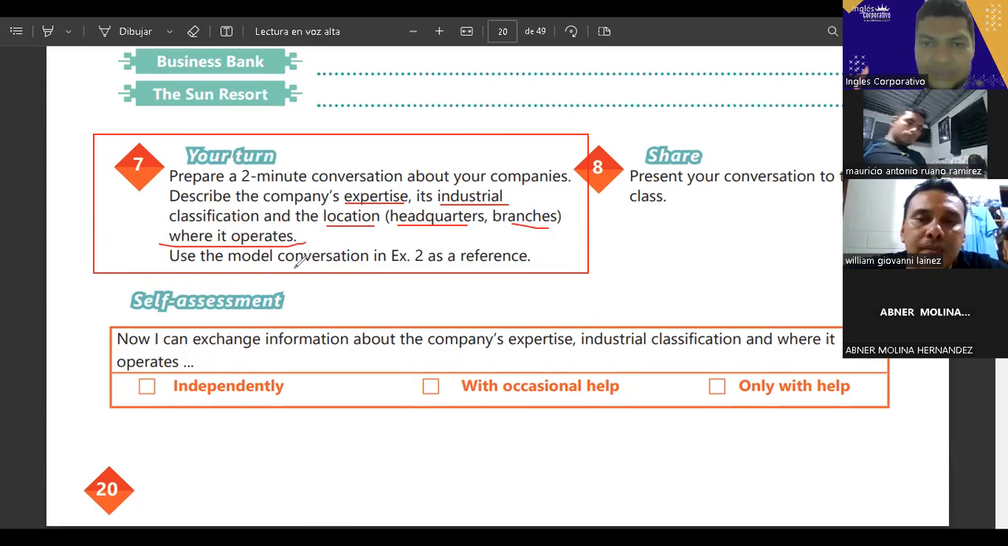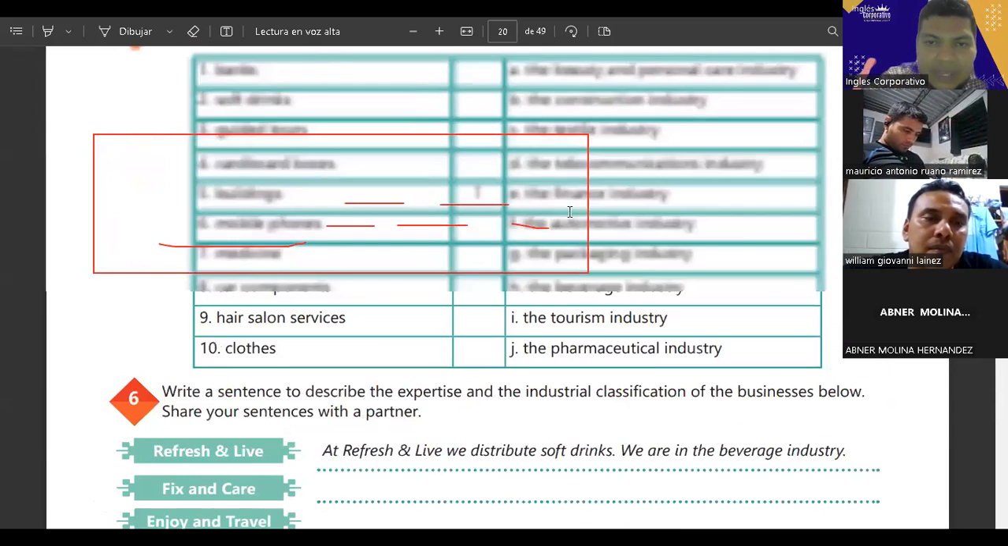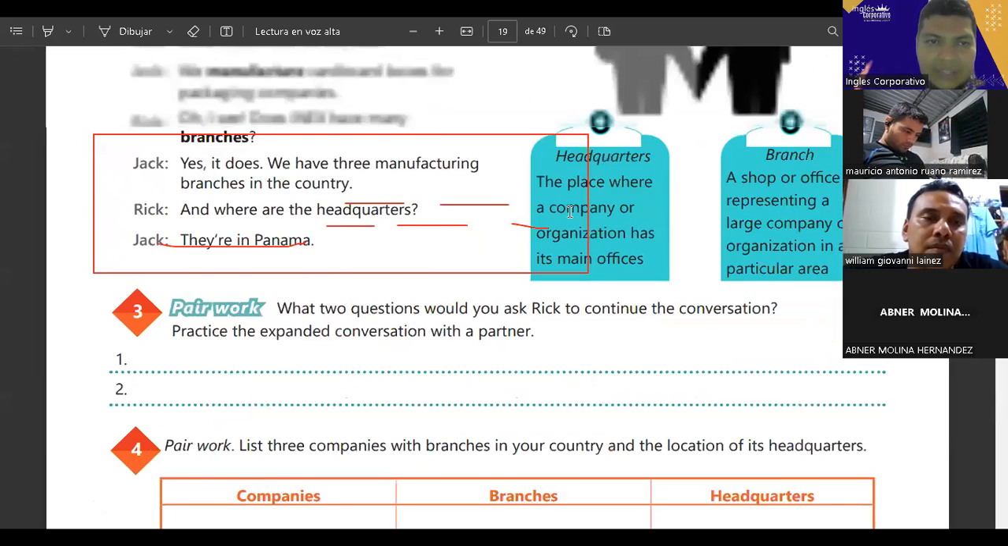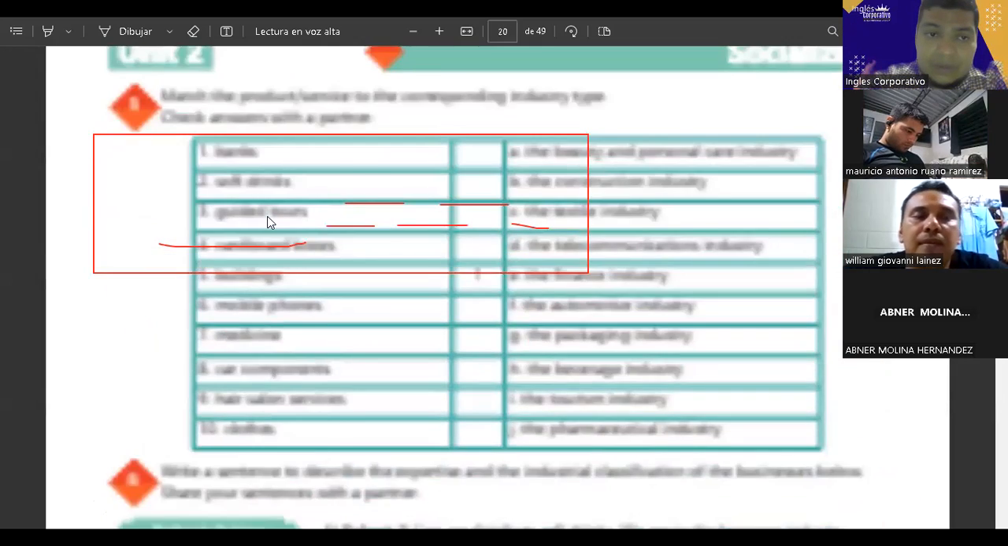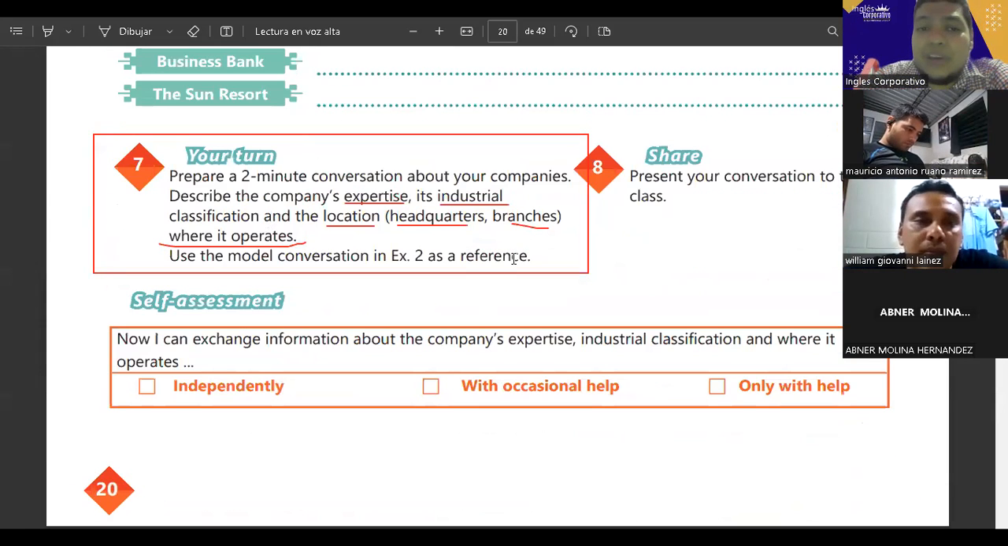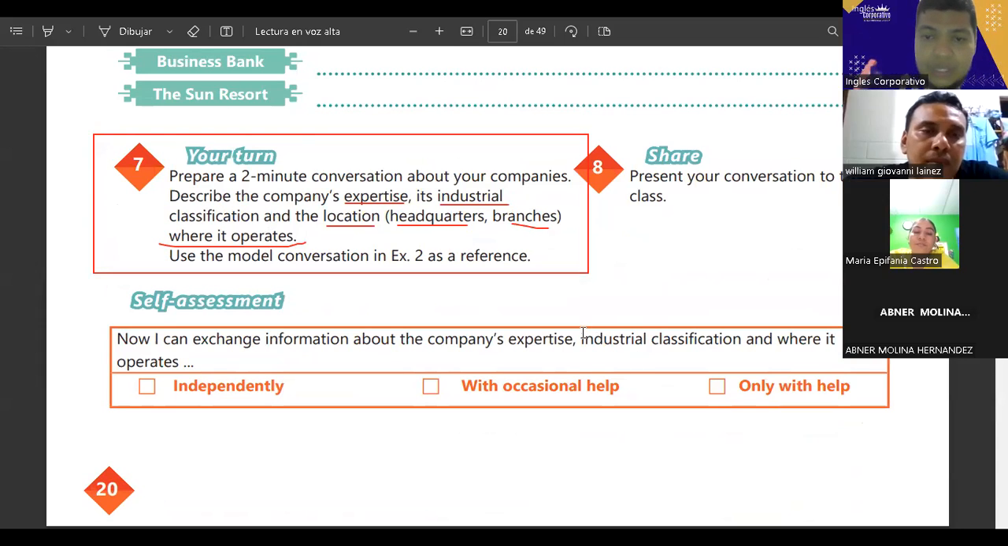Right? So understand, podemos utilizar la conversation that we have here before en el exercise number 2 para poder hacer como un pequeño role play, right? Así como que digamos, hello William, hi Mauricio, how are you? Y empezamos like between you, hablando de sus compañías, for example. Understand, people? Yes, los demás, ¿entendemos qué vamos a hacer? Hello? Yes, teacher. Great, excellent.